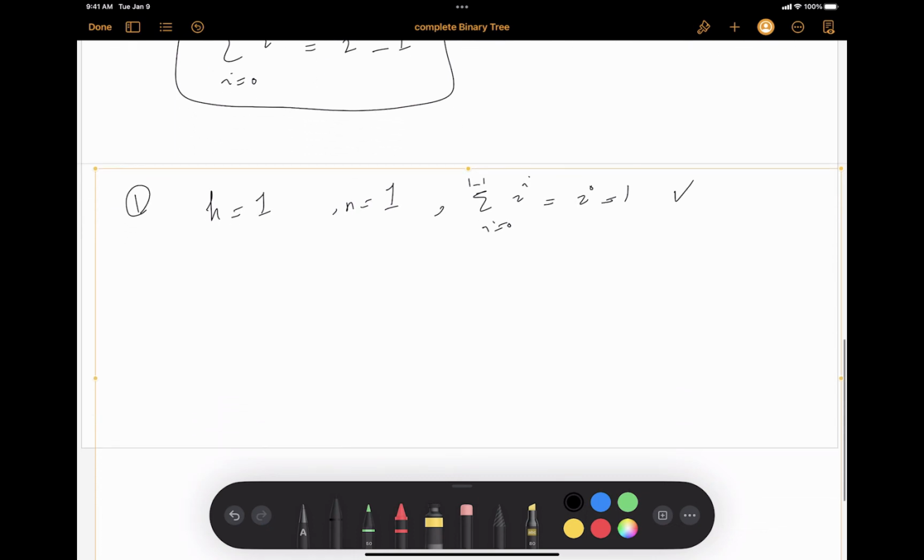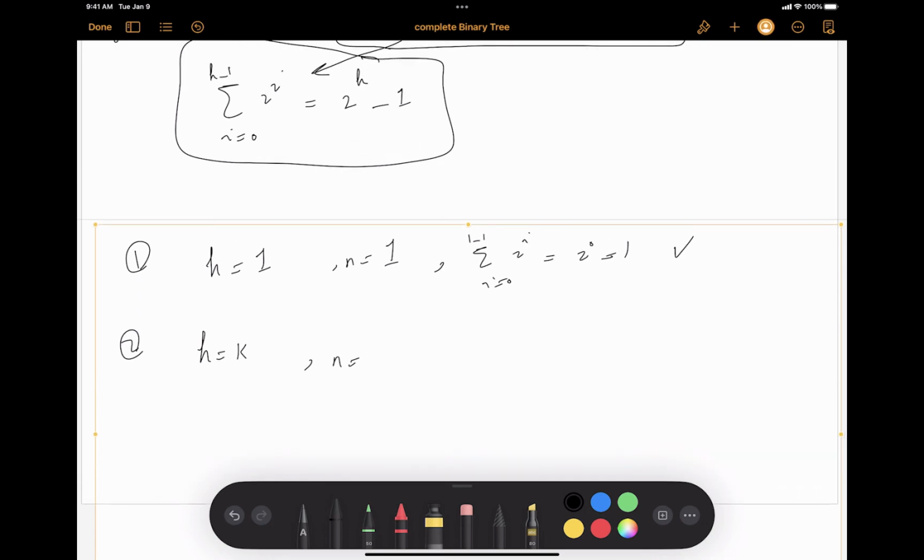We showed the induction base, and now let's go to the induction hypothesis. We're assuming that for a complete binary tree with h equal to some number such as k, where we're choosing k as a random positive integer, for h equal to k, n is equal to 2 to the power k minus 1.